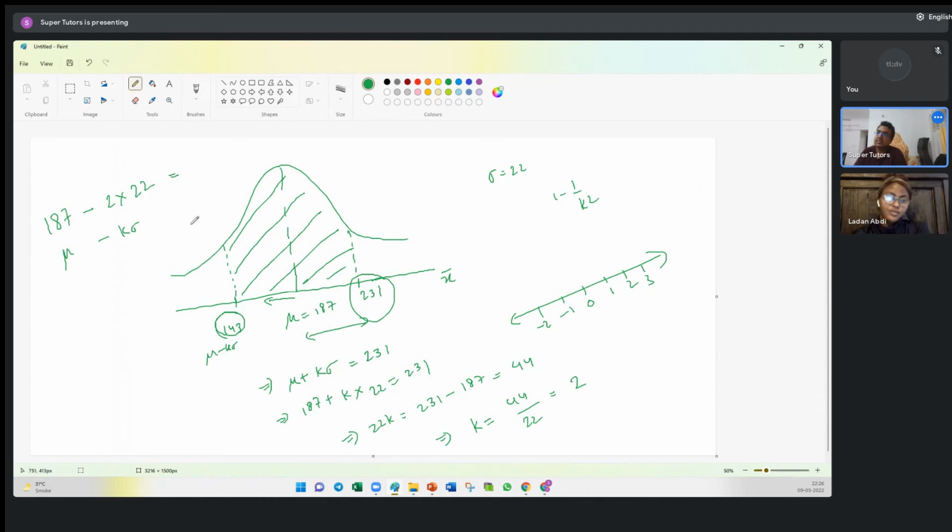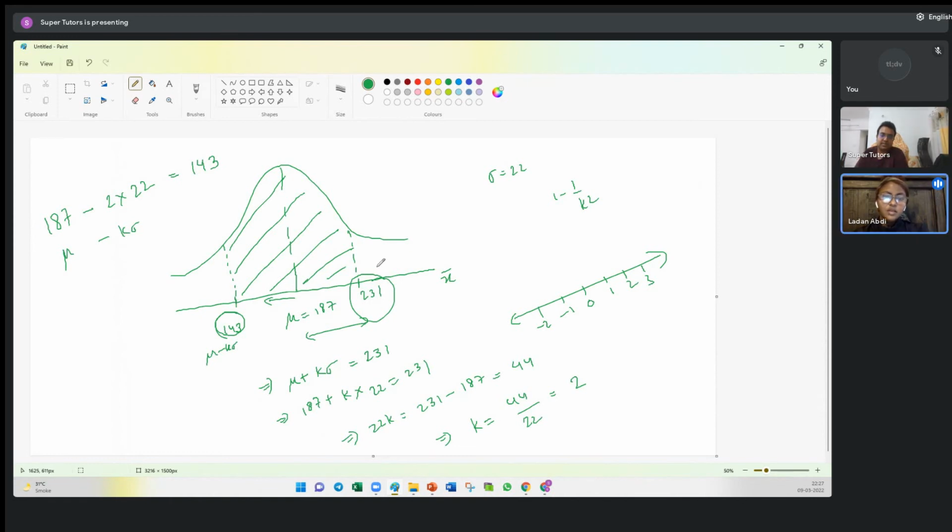So 187 minus 2 times sigma. Can you do the math? Tell me what it comes to. 44, I think. Yeah, 44. No, 187 minus the whole thing. What does the whole thing come to? 187 minus 44, 143. Is that the number we have here? Yes. So now we are able to confirm that k is 2.